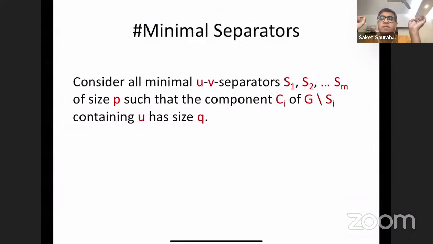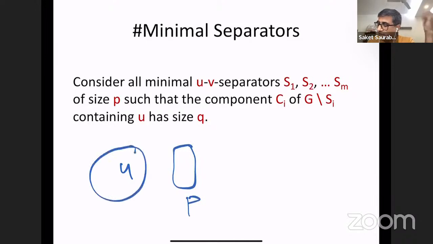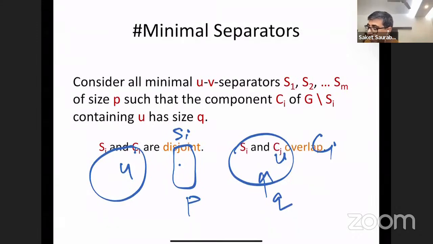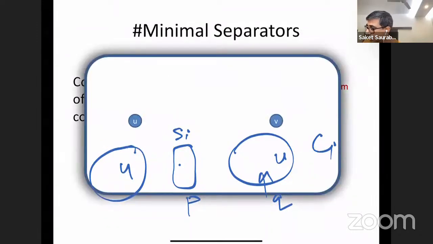So you consider all minimal UV separators S1 to Sm of size P such that, so look, here's a U, okay? And I'm looking at all separators of size P, such that, look at the component Ci of this Si where U is, the size of which is Q. Now, by the nature of a separator, what is the property? That Si and Ci are disjoint. And Si and Cj will overlap. Why? Let's see.